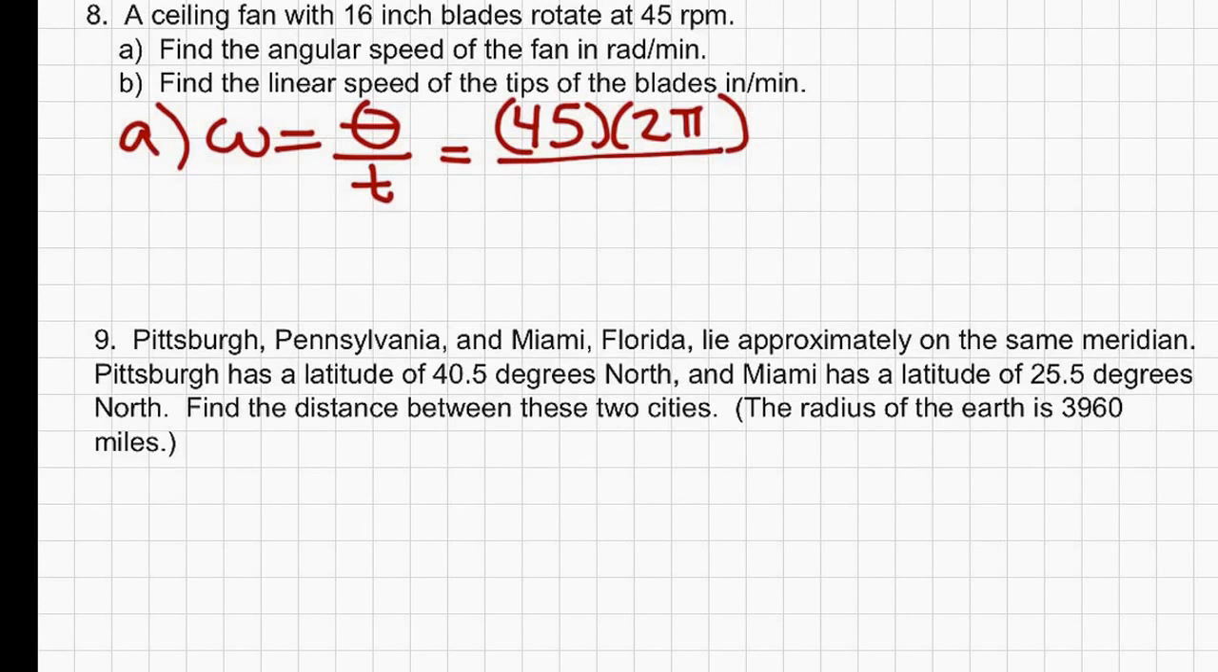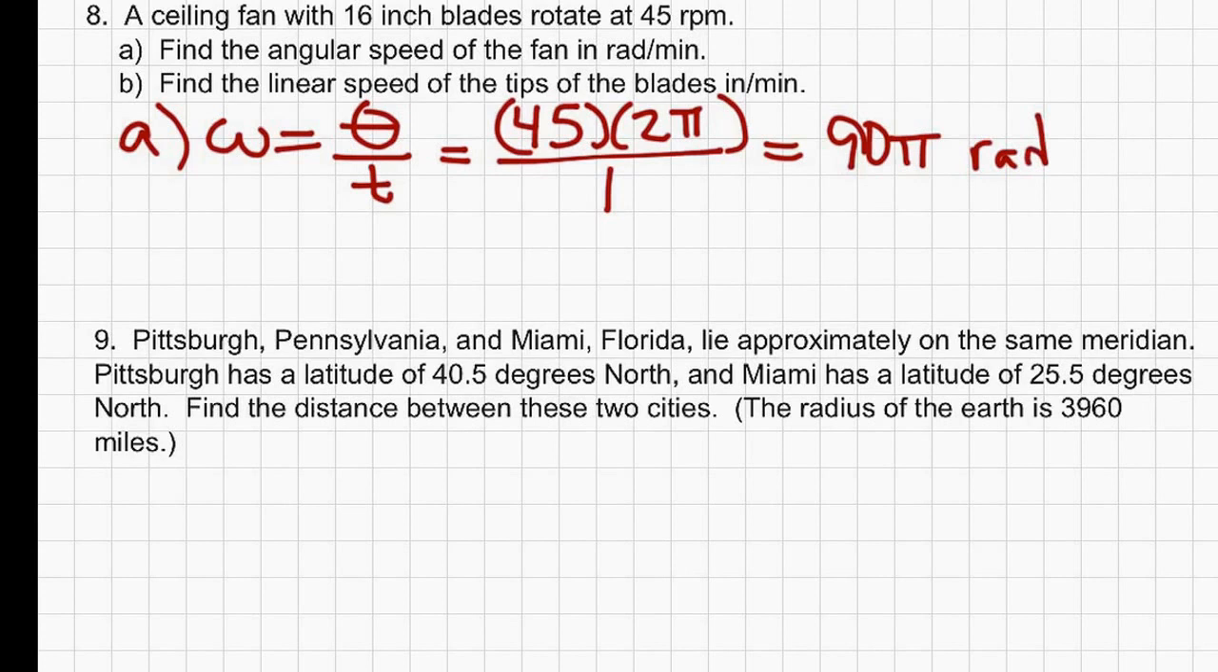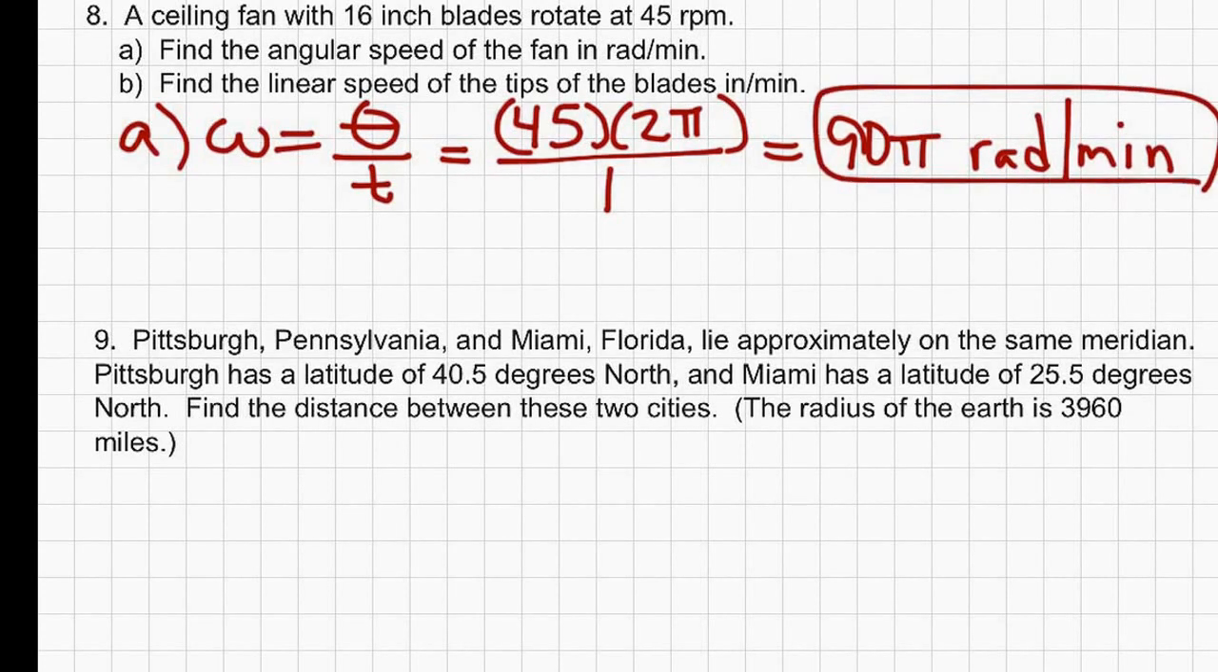And that's happening every 1 minute. So 45 times 2 pi is 90 pi. 90 pi divided by 1 is 90 pi radians per minute. Or if you change it into a decimal, you can do that too. And again, in order to find theta, we took the rotations per minute and multiplied it by the number of radians in a full circle.